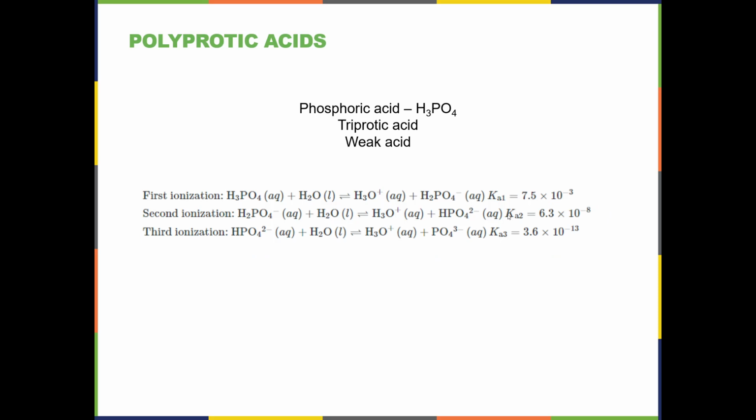Let's look at a triprotic acid, phosphoric acid. In this case, you can see H3PO4 has a Ka of 7.5 times 10 to the minus 3. H2PO4- has a Ka of 6.3 times 10 to the minus 8. And HPO4 2- has a Ka of 3.6 times 10 to the minus 13. So again, the one that's primarily going to change the pH is the first one because it's roughly 5 orders of magnitude stronger of an acid than H2PO4-. And again, this is just a general trend.